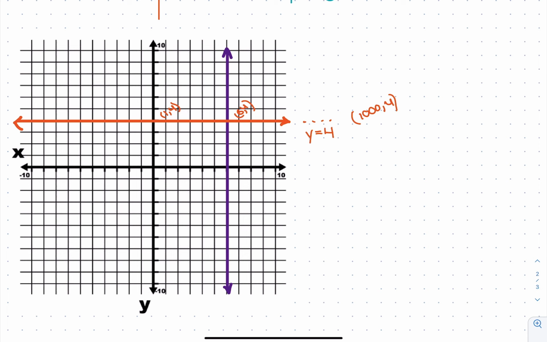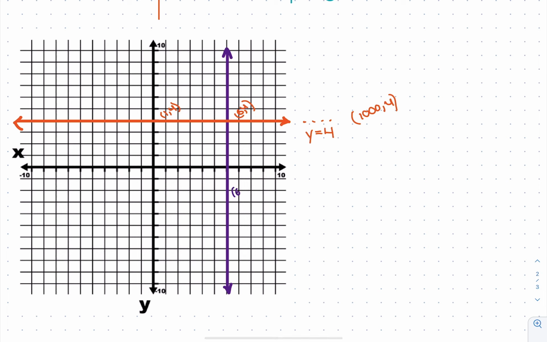Now if we take a look at the purple one, same idea, but now it's not going through the y-axis at all. It's going through the x-axis. So we're going to find, well, where is it going through the x-axis? It's going through at 6. And the exact same rule can be applied if I labeled any point on this line. The x is going to be 6.